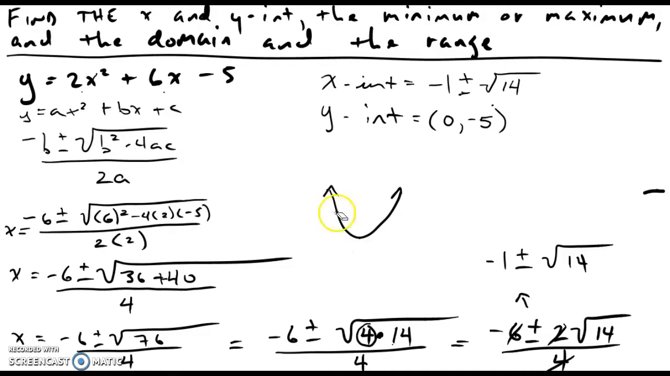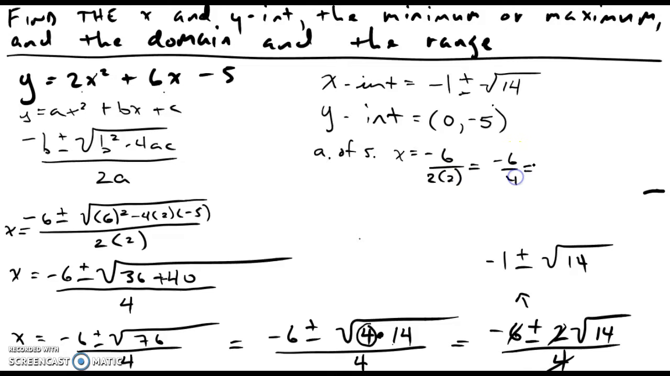And we're going to do that by finding our vertex. So let's first find the axis of symmetry. And we're going to do that by x is equal to -b over 2a, so -6 over 2 times 2, and we get a fraction. We get -6 over 4, which is equal to -3/2. Okay, and now we're going to find our y value by plugging it into our equation.